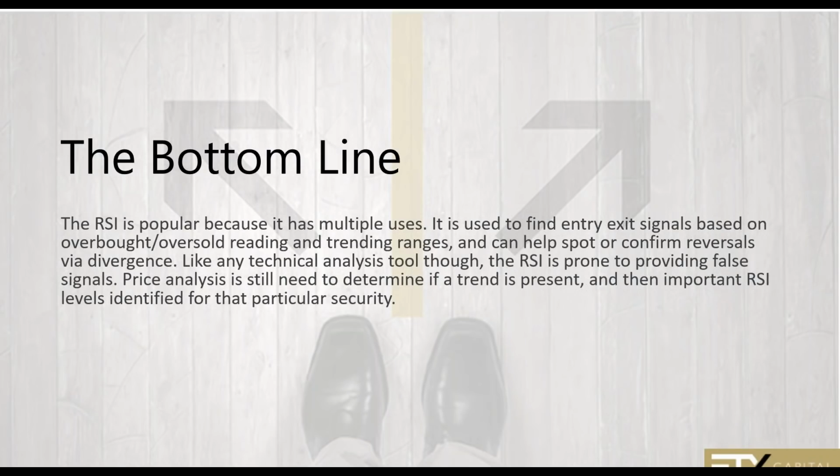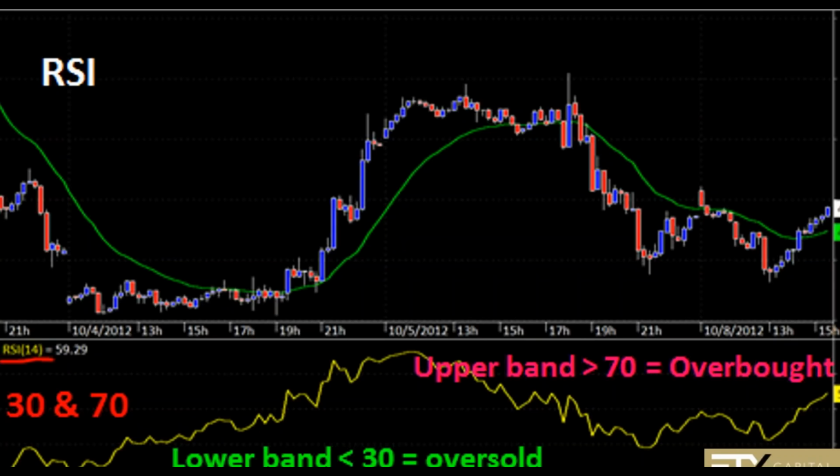One of the best reasons to use RSI is to use that center line. So the bottom line is that RSI is popular because it has multiple uses. It is used to find entry-exit signals based on overbought and oversold readings and trending ranges, and can also help spot or confirm reversals via divergence. Like any technical analysis tool, though, the RSI is prone to providing false signals. Price analysis is still needed to determine if a trend is present, and then important RSI levels identified for that particular security.